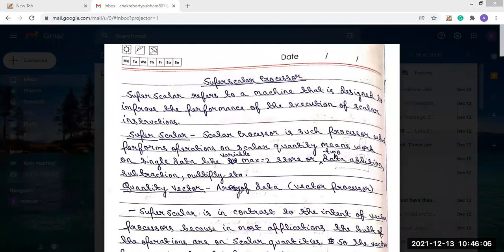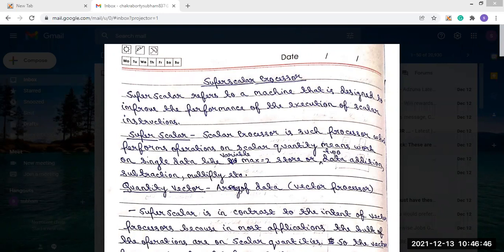Already in the VLIW processor, the vector processor, and the array processor, we have seen that all of these processors work on an array of data, a large amount of data. But superscalar refers to a machine designed to improve the performance of the execution of scalar instructions. So basically, what is a scalar processor?